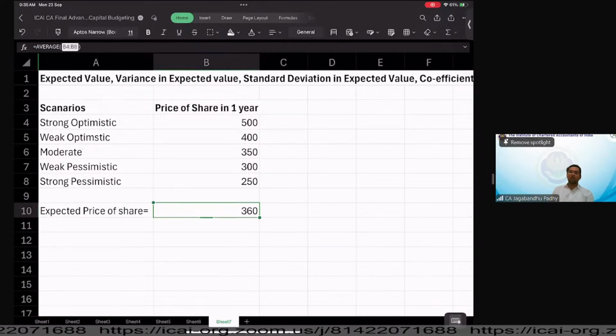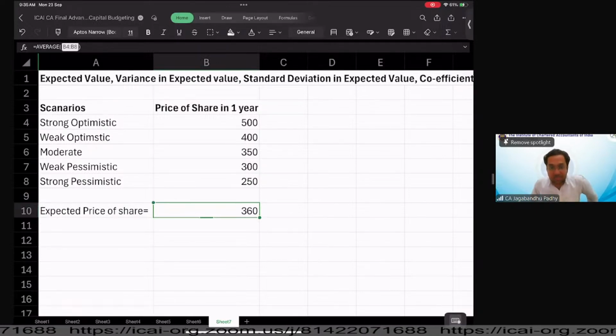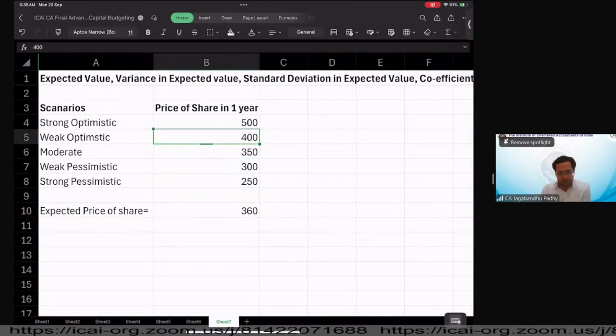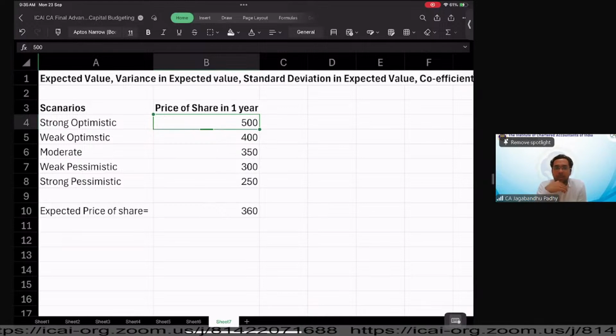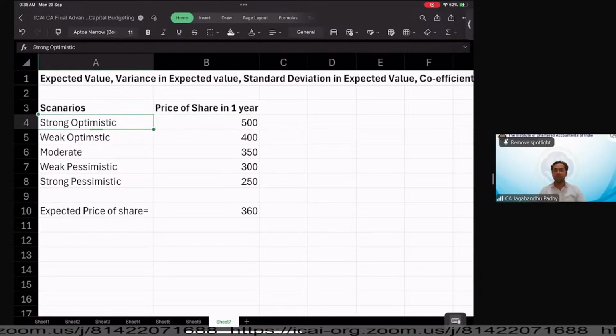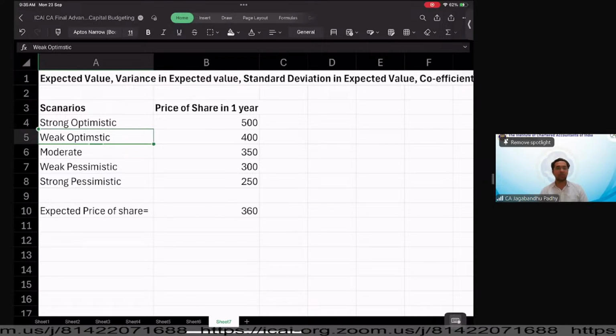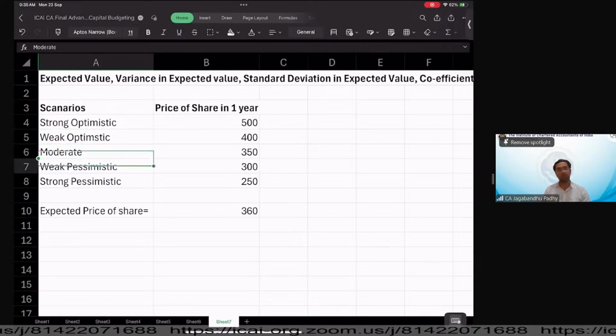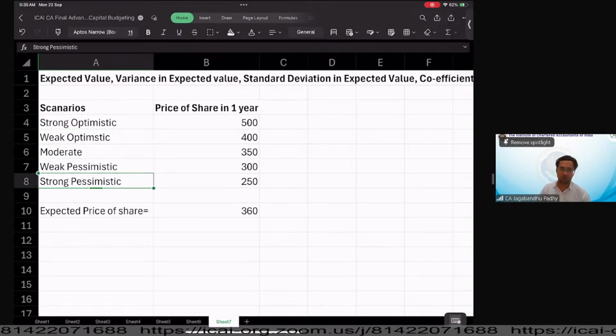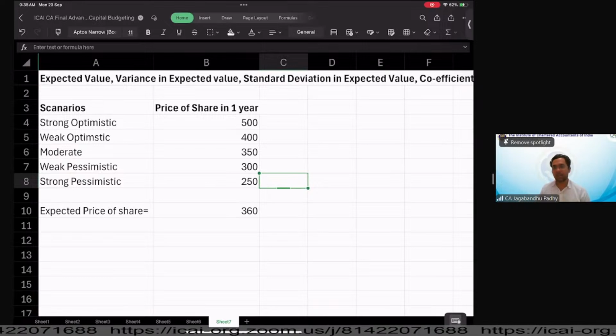But then, you know what? What is the underlying assumption that you are taking over here? You are assuming that each of the share prices is equally likely to arise. So you are assuming that each of the share prices has an equal probability. So having a strong optimistic scenario is equally probable as weak optimistic, as moderate, as weak pessimistic, and as strong pessimistic.